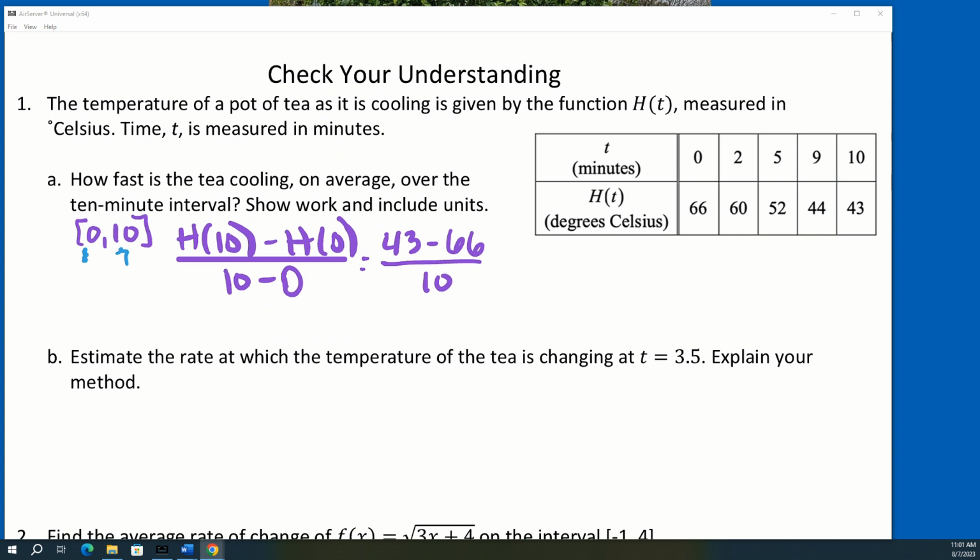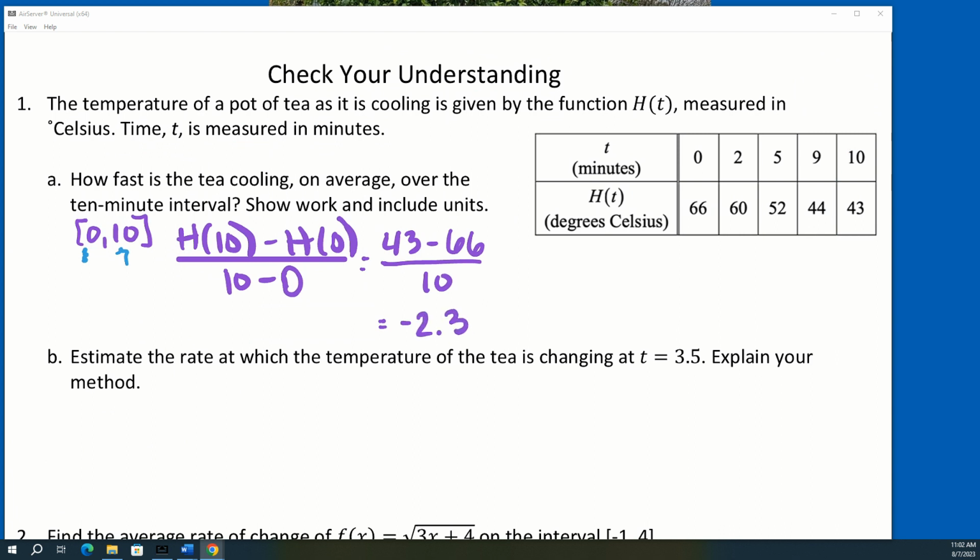Technically, on the AP exam, you can leave your answer like that. If it's non-calculator, you don't necessarily have to do that subtraction, just in case you make some kind of weird mistake. As long as you put the units, I am going to go ahead and subtract it. So I know when I subtract that numerator, I'm going to get negative 23. So divided by 10 is going to be negative 2.3.